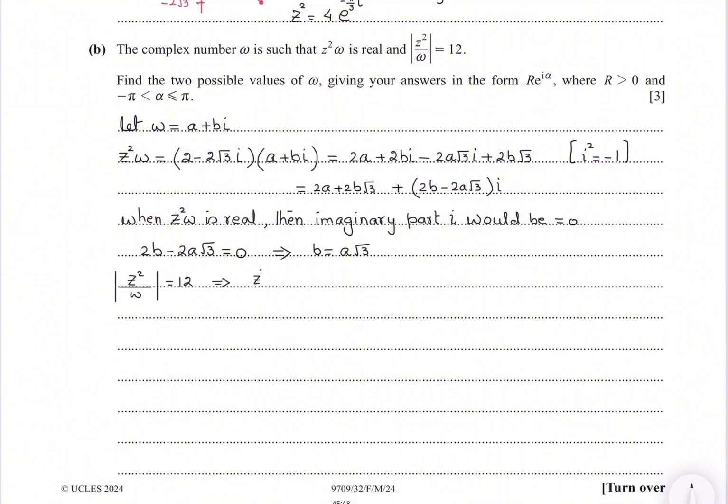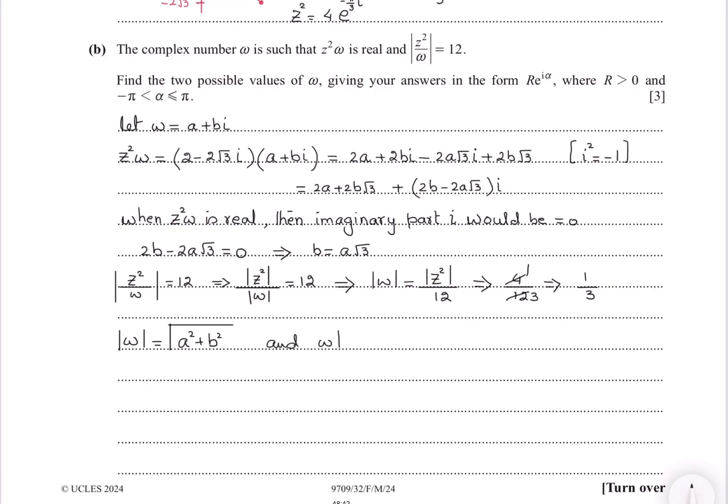Now the modulus of z squared over w equals 12. So the modulus of z squared over the modulus of w would be equal to 12. So the modulus of w equals the modulus of z squared over 12. The modulus of z squared we have already calculated, which is 12. Which is 4 and 4 over 12, which is 1 over 3. So the modulus of w is 1 by 3.